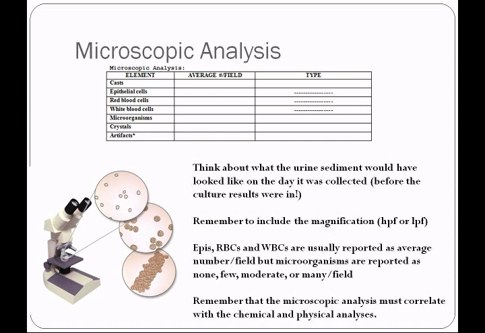But microorganisms aren't counted. It would take far too long to count 10 fields, and microorganisms are very often motile, so it's difficult to count them. So typically they are going to be reported as none, few, moderate, or many. You'll need high power field in order to view bacteria because of their size. Again, remember that the microscopic analysis has to correlate with the chemical analysis and the physical analysis.